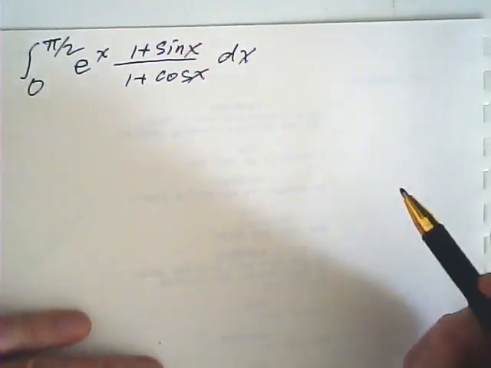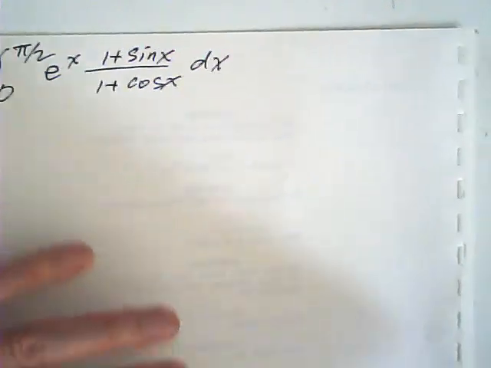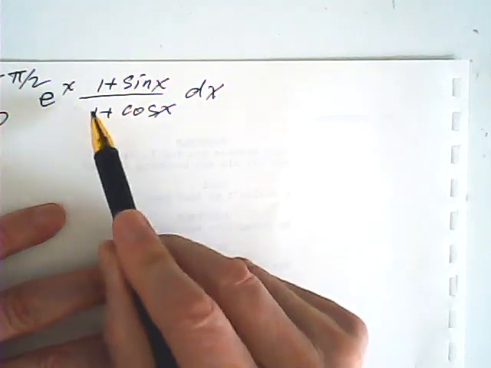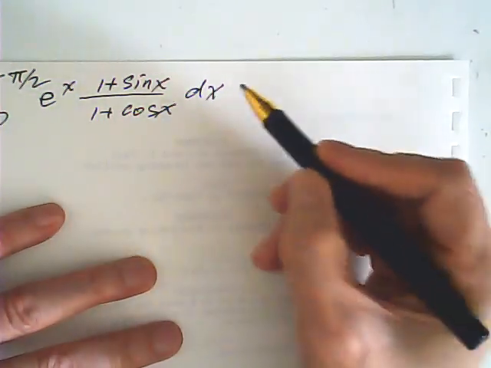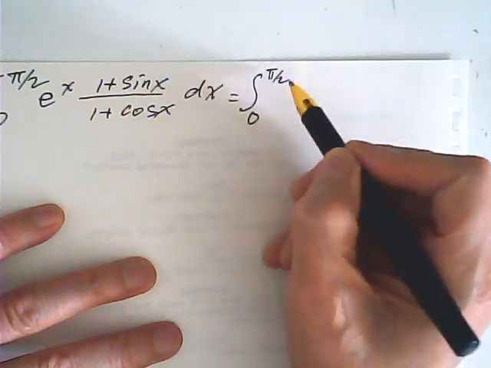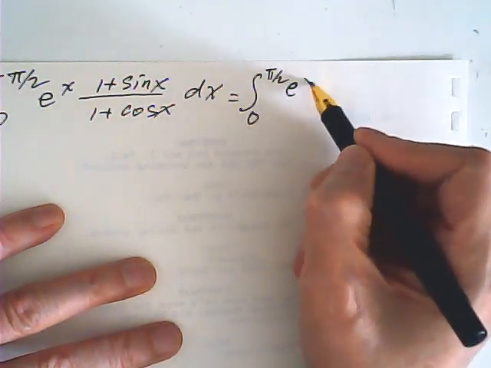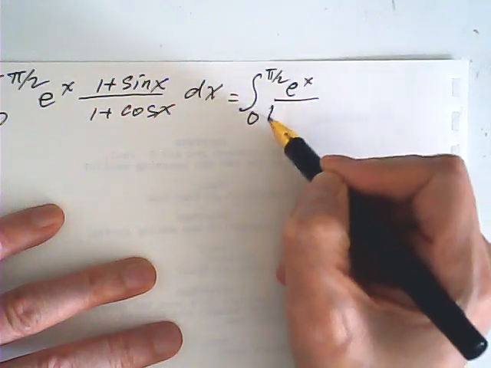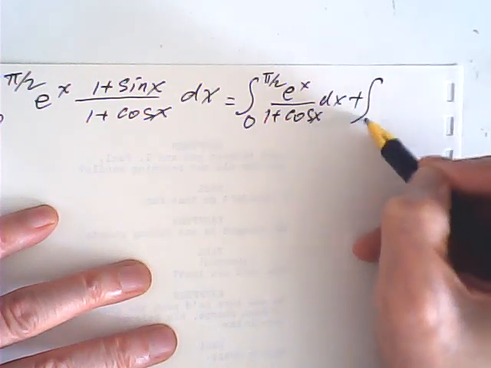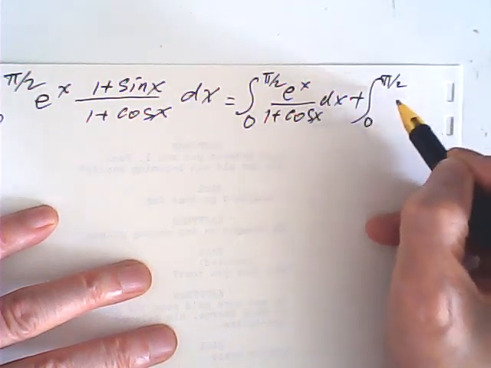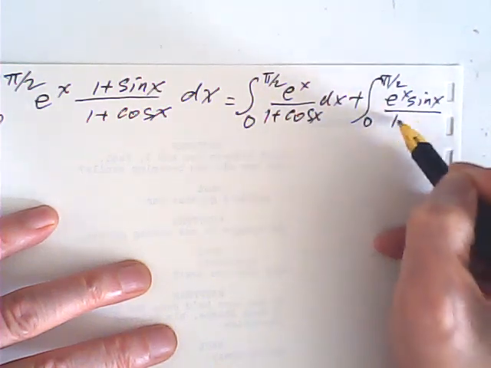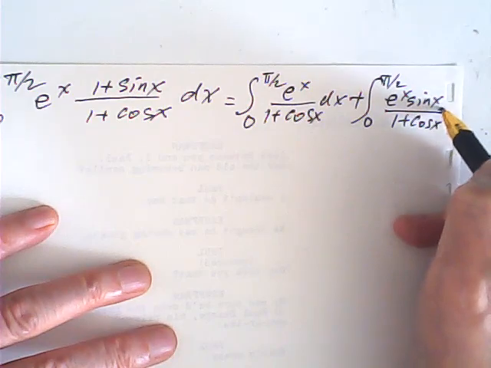Now let me do this integral by three methods. The first method is obvious: I break up this integral into two. The first one is e^x over 1 plus cosine x dx, and the other one is e^x sine x over 1 plus cosine x dx.